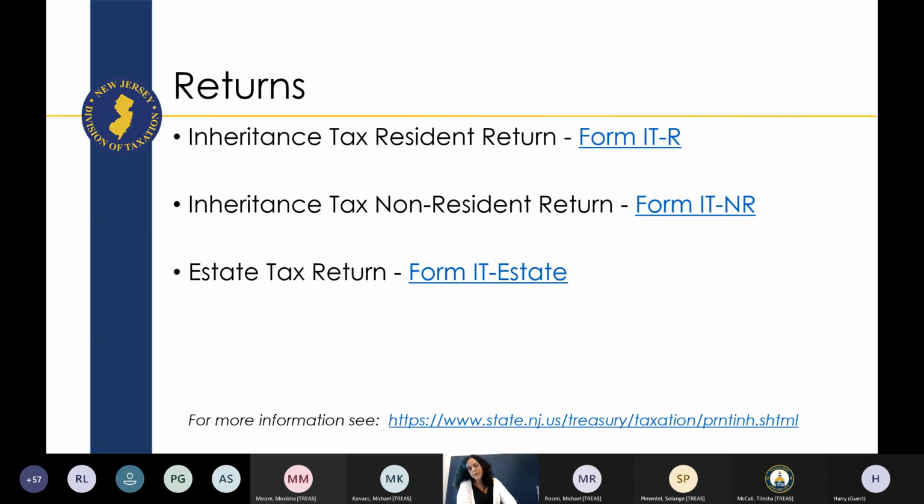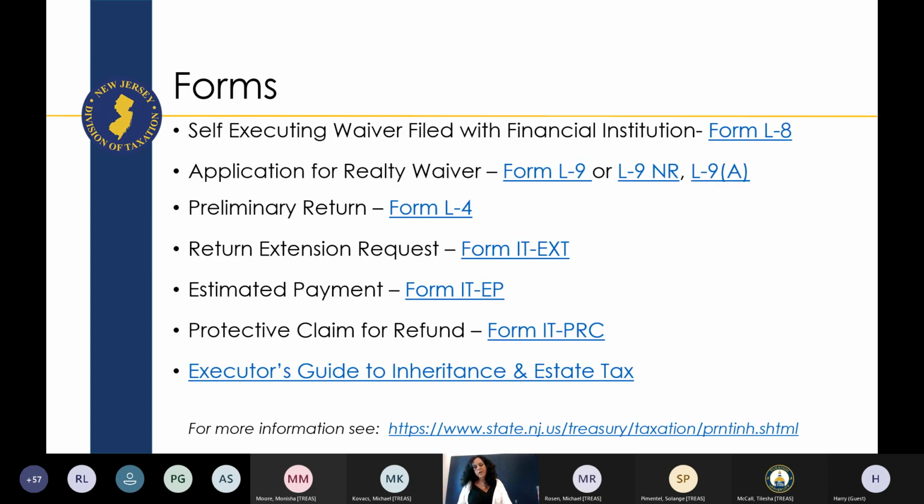The following are just various returns that we have. Our inheritance tax return, we call it an ITR. The non-resident return, ITNR. State tax return, IT estate. These are other forms that we have.